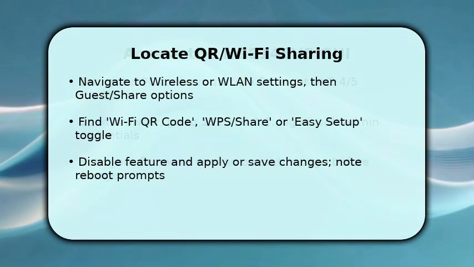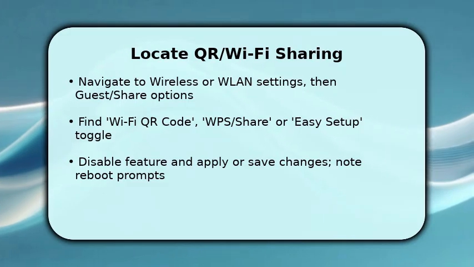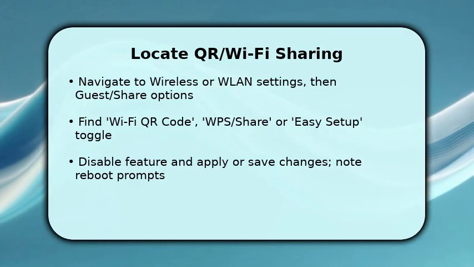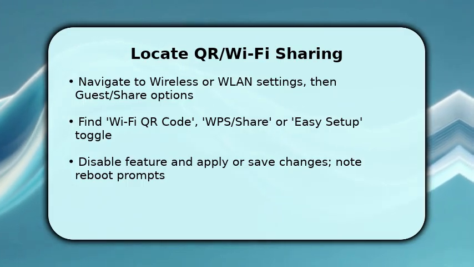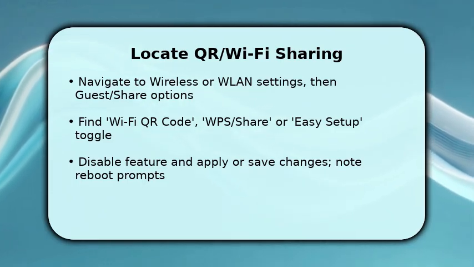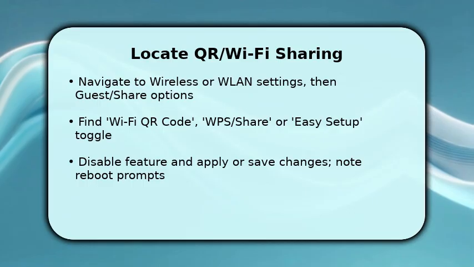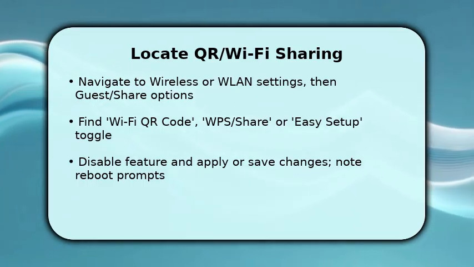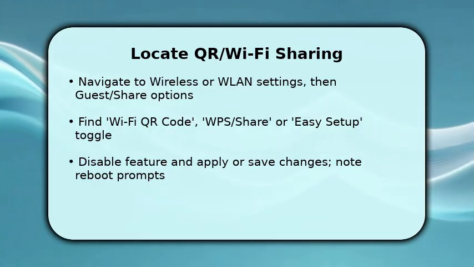Now move into wireless or WLAN settings and look for sharing functions labeled Guest, Share, WPS, or Easy Setup. You're hunting specifically for a Wi-Fi QR code or similar toggle that publishes network info as a QR image. Once found, switch it off. If there's a separate WPS or Easy Setup option, disable that too because they often re-enable sharing.